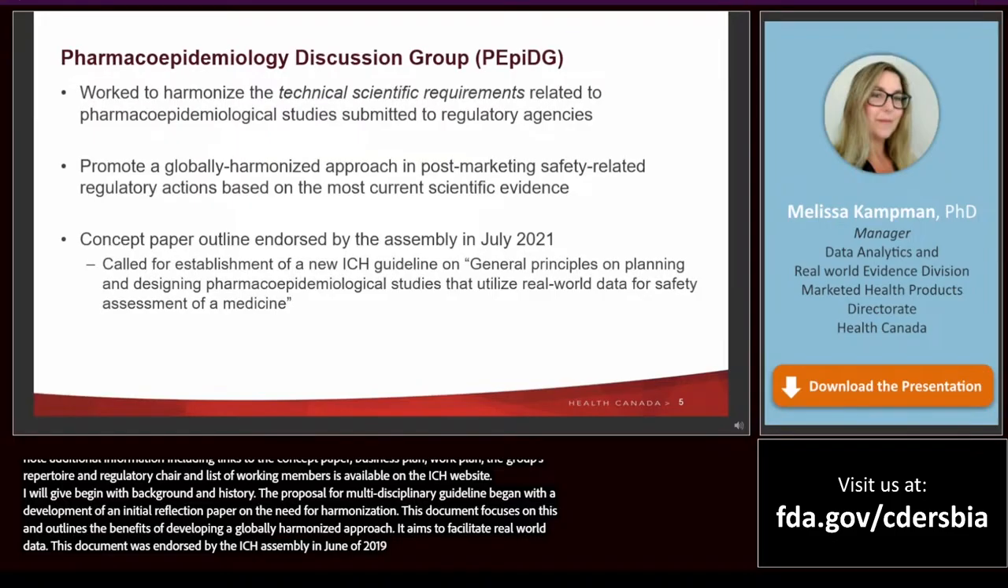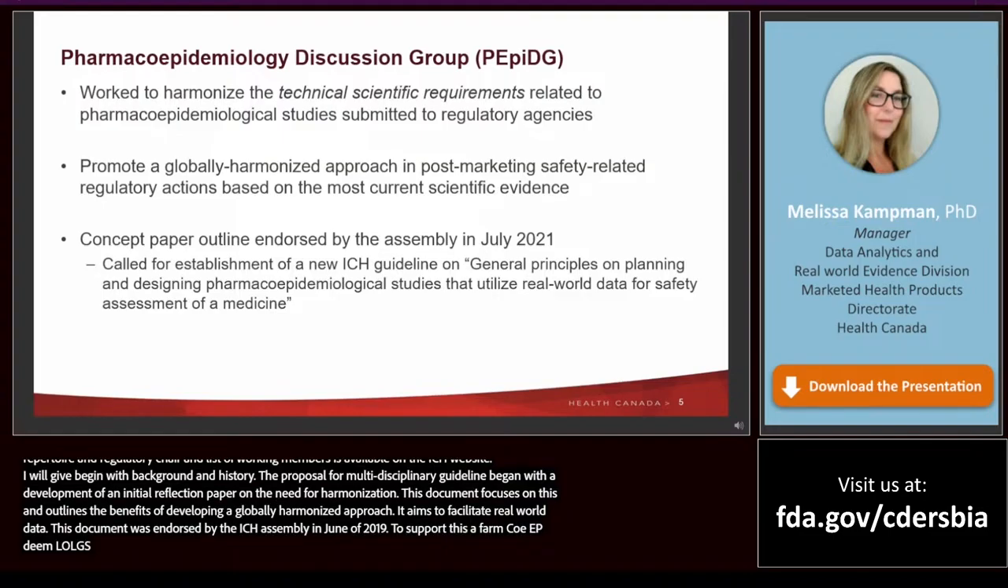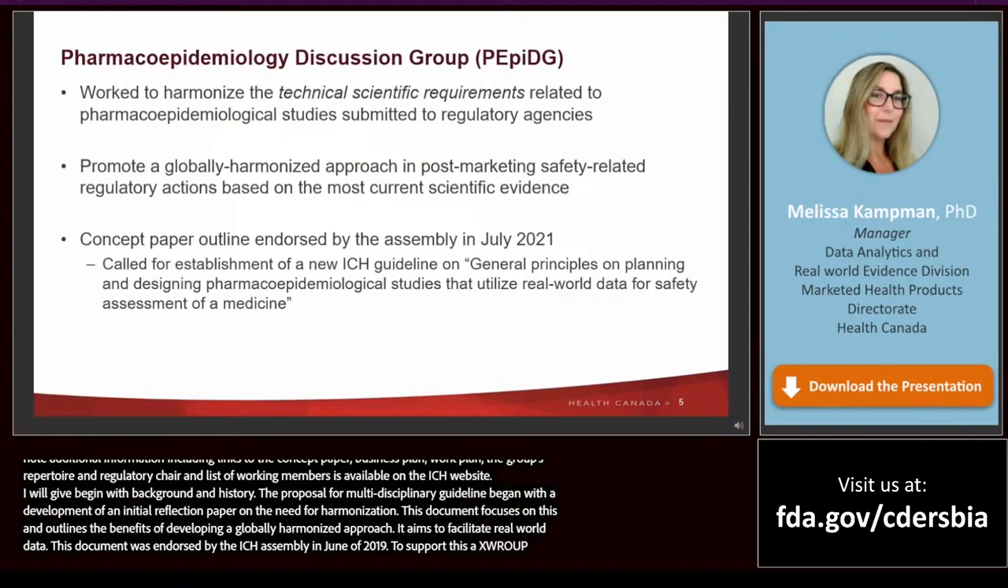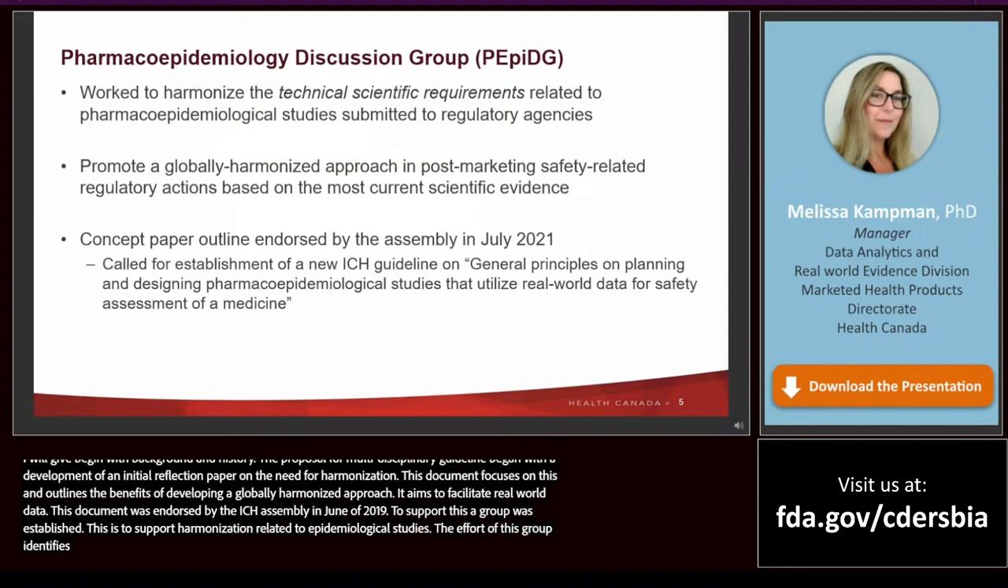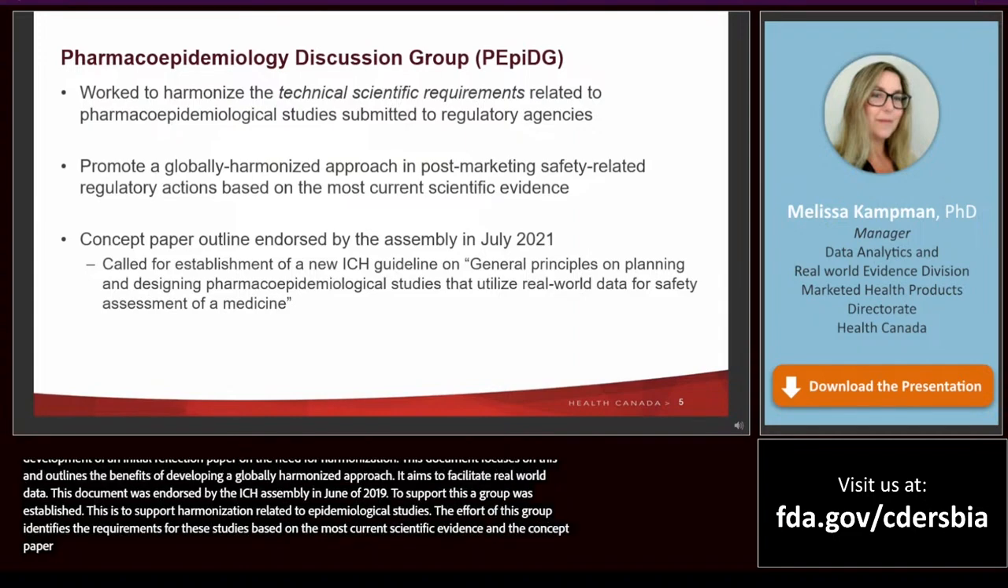To support this, a Pharmacoepidemiology Discussion Group was formed. So this group, referred to as PEpiDG, was established in September 2019 following endorsement of the reflection paper to support the advancement of harmonization of scientific and technical requirements related to pharmacoepidemiological studies. The efforts of this group identified and harmonized requirements for these studies based on the most current scientific evidence, and a concept paper outline was developed that was endorsed by the ICH Assembly in July of 2021.